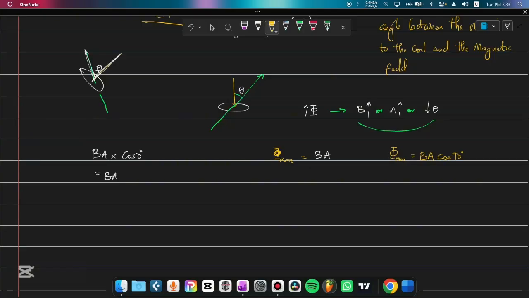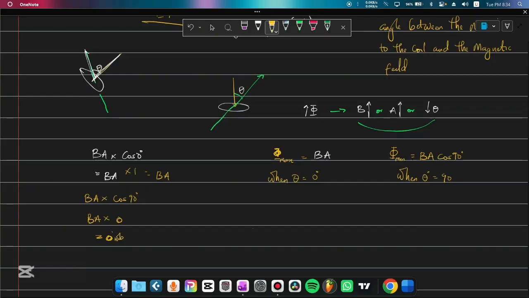So when we want the maximum size, the cosine should not be there, because the cosine will reduce it into a fraction. That is why the maximum magnetic flux occurs when theta is equal to 0, and the minimum occurs when theta is equal to 90. Why does the minimum occur when theta is equal to 90? You know that cos 90 is 0. Therefore, we have BA multiplied by 0. BA multiplied by 0 is going to give us what? 0. So the magnetic flux is going to be 0 Weber when theta is equal to 90.